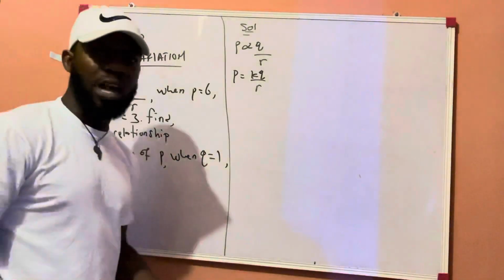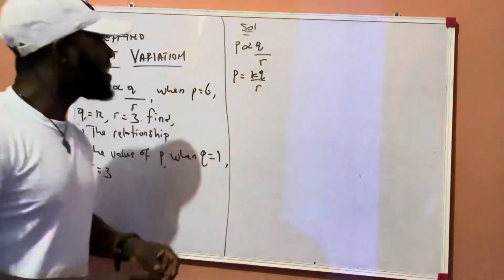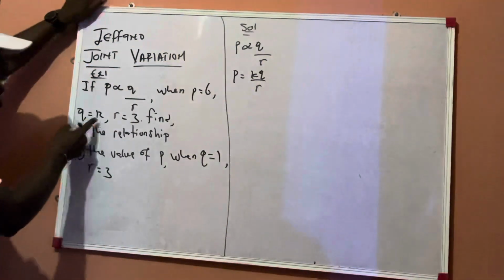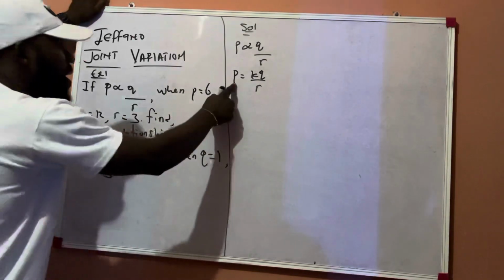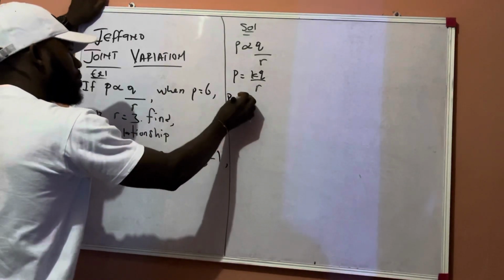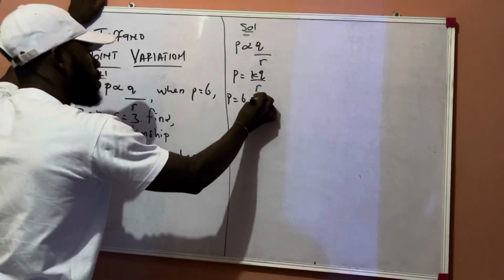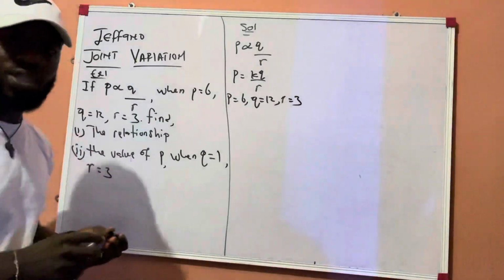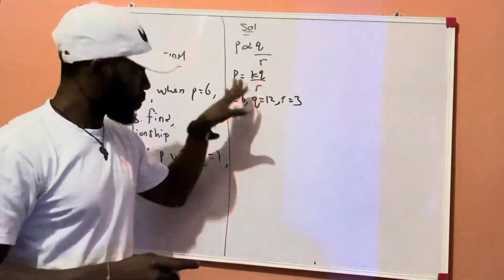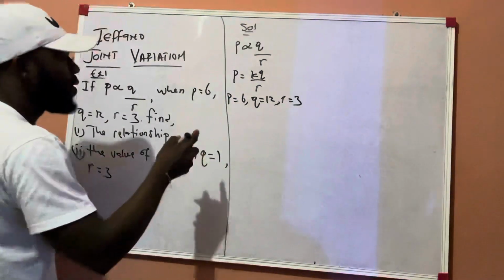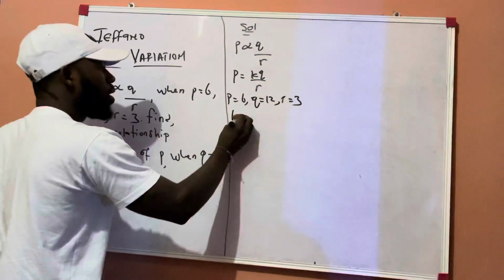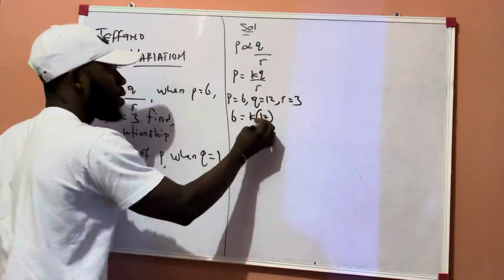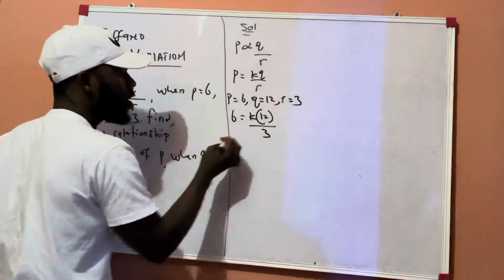Once you introduce your constant, what's the next step? You get the value for the constant. And how do you get it? By using the first 3 values that were given. P was 6, Q 12, R 3. Substituting these values into this equation, P becomes 6 is equal to K bracket Q, now 12, all over R, now 3.